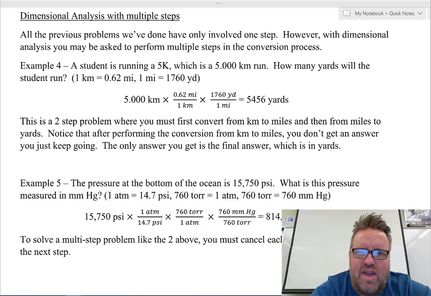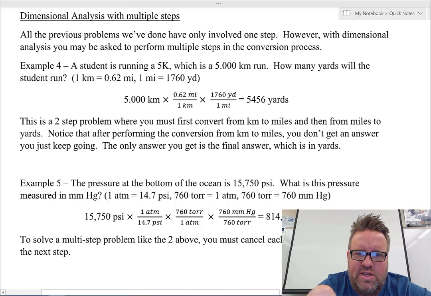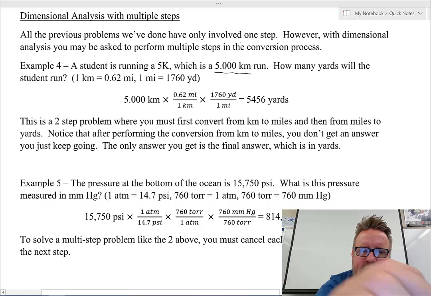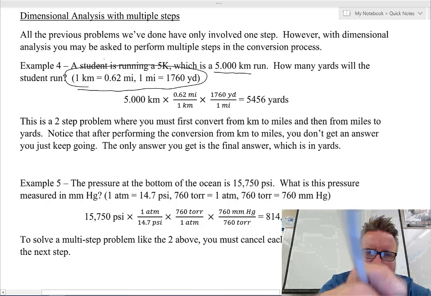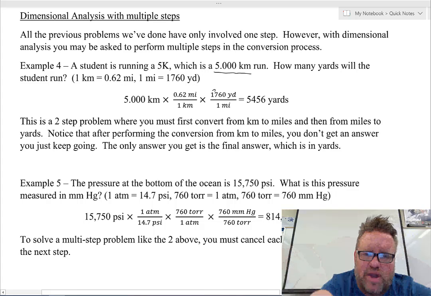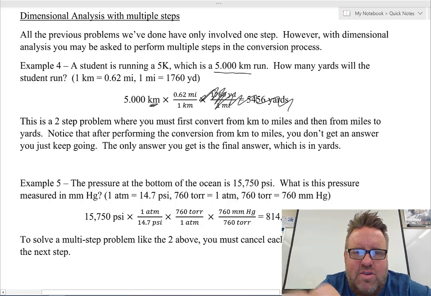Let's look at the easiest way to do this, which is just to look at some examples. A student's running a 5K. A 5K is 5.000 kilometers. How many yards will the student run? And then they give you not one conversion, but two. So forget about this part for right now.